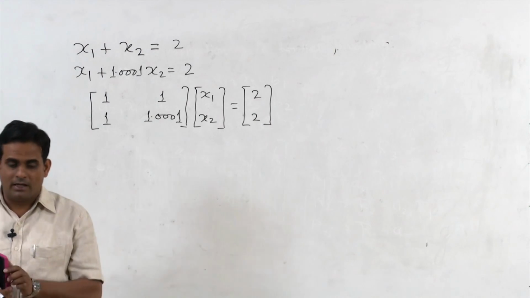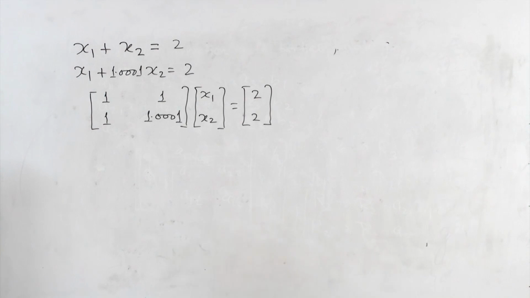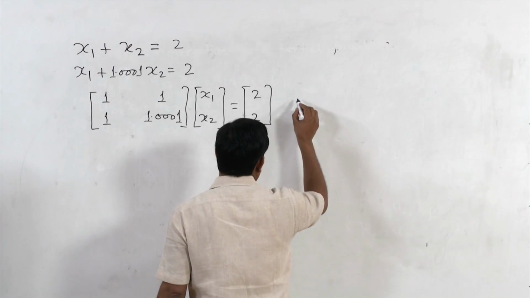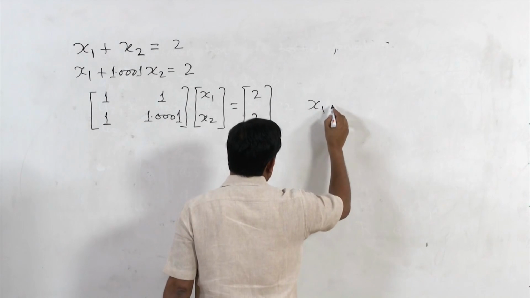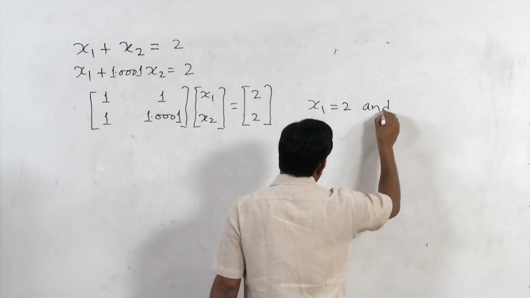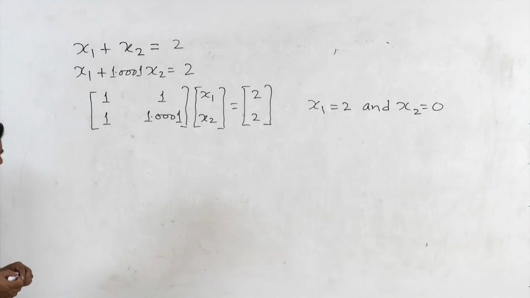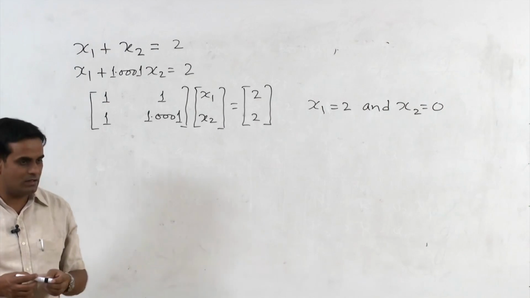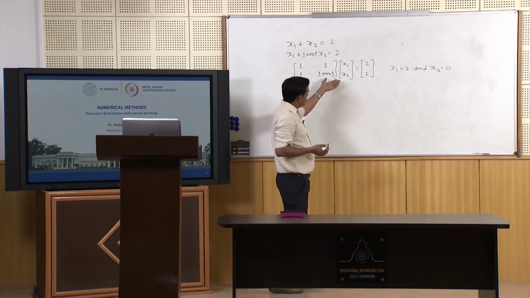If we solve this particular 2 by 2 system, just looking at it, we can say the solution of this system is x1 equals 2 and x2 equals 0. This particular solution satisfies the system of equations and hence it is an exact solution of the system.